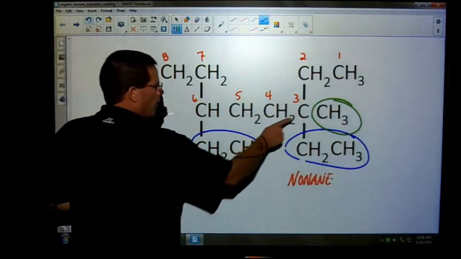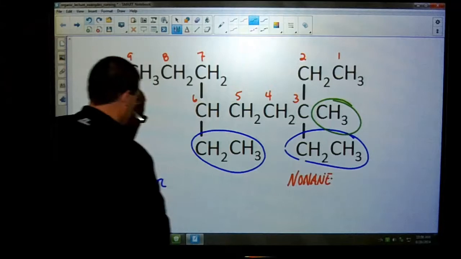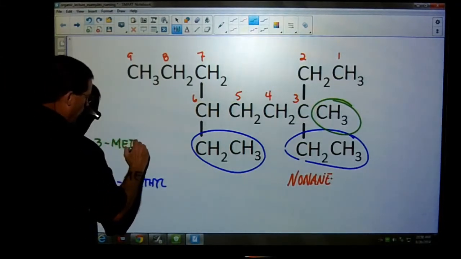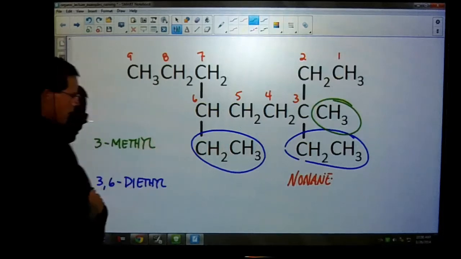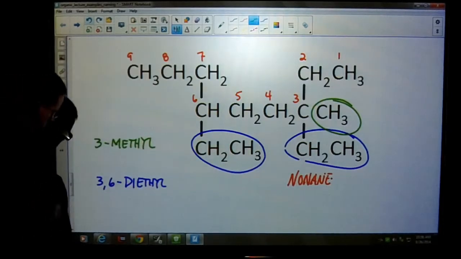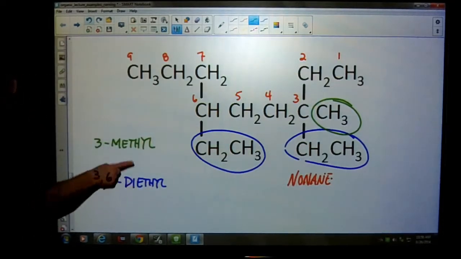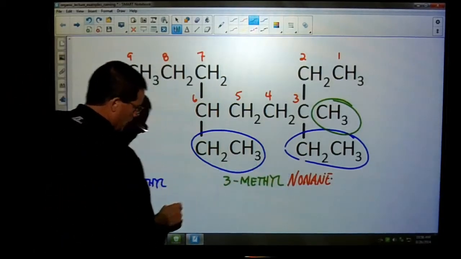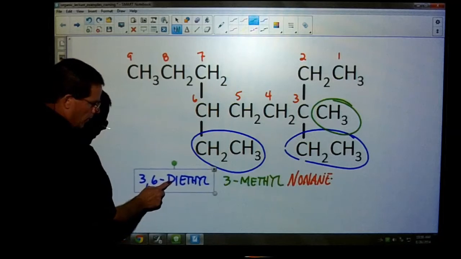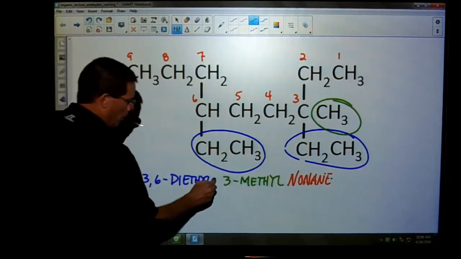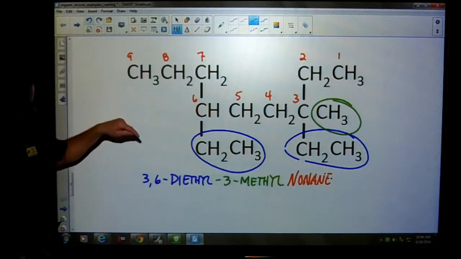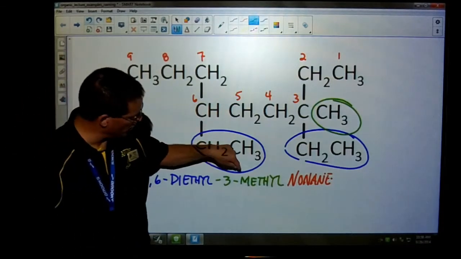And then we also have a 3-methyl. So our 3-methyl group. And so make sure that we're alphabetizing this correctly. So the ethyl goes before the methyl. So we'll put that there. And we'll put that right there. And since we have more than one group, put a dash in between there. So in this case, this compound is called 3,6-diethyl-3-methylnonane.